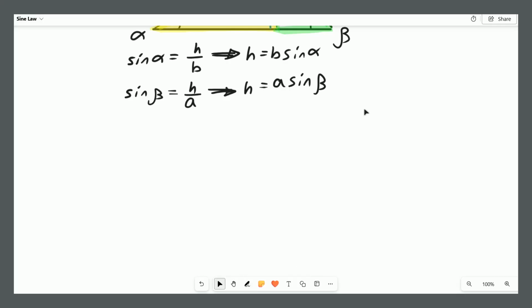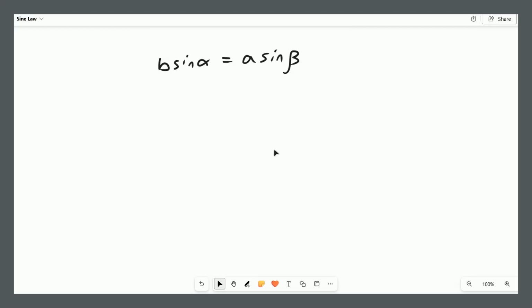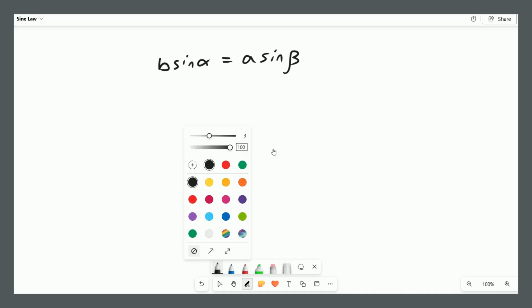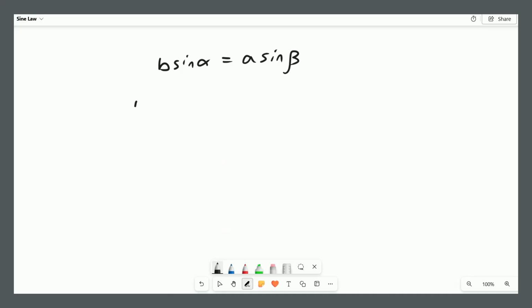So we can write b sine alpha equals a sine beta. And now we're going to divide both sides by sine alpha sine beta. And this is what we get.